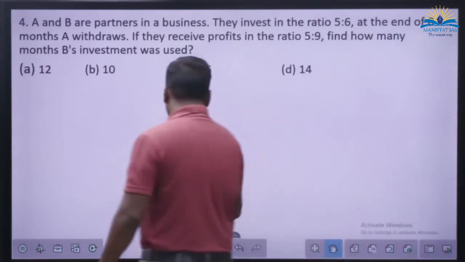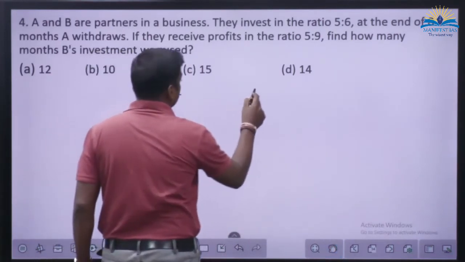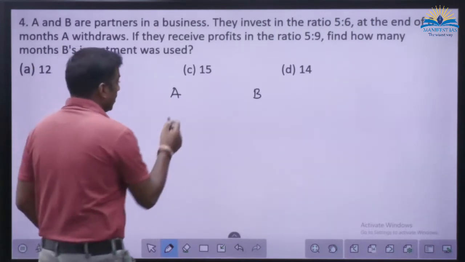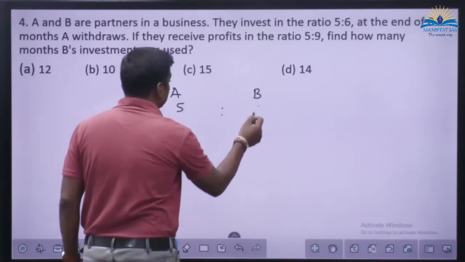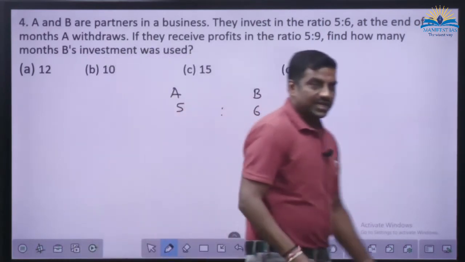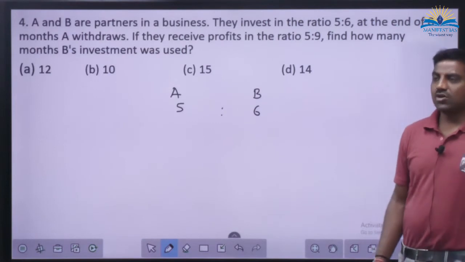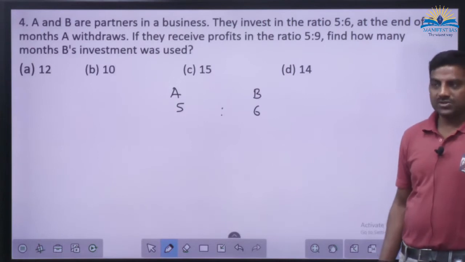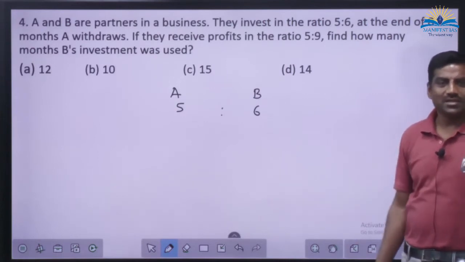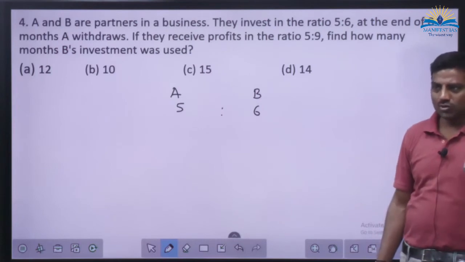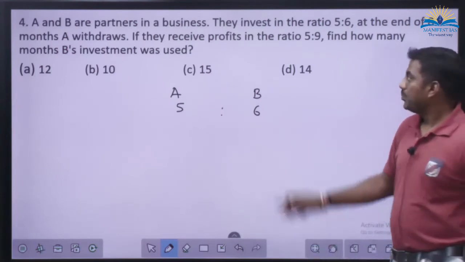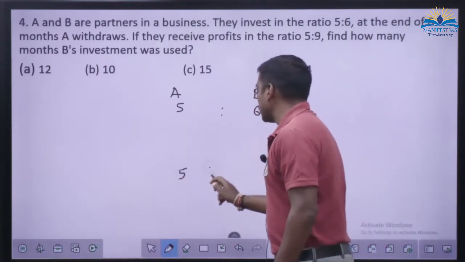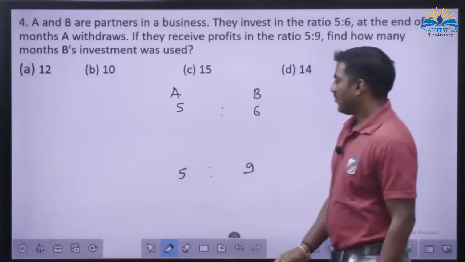So simple. Take A and B's investment. A and B's investment is how much? 5:6. But when it comes to the ratio 5:6, I have told you 5x and 6x we can take. Because this is not the real number. Their investment can't be necessarily 5 rupees and 6 rupees. But in this case, we can assume 5 rupees and 6 rupees. Assumption only, because we don't want the real number yet. And finally, they are distributing their profits in the ratio 5:9.